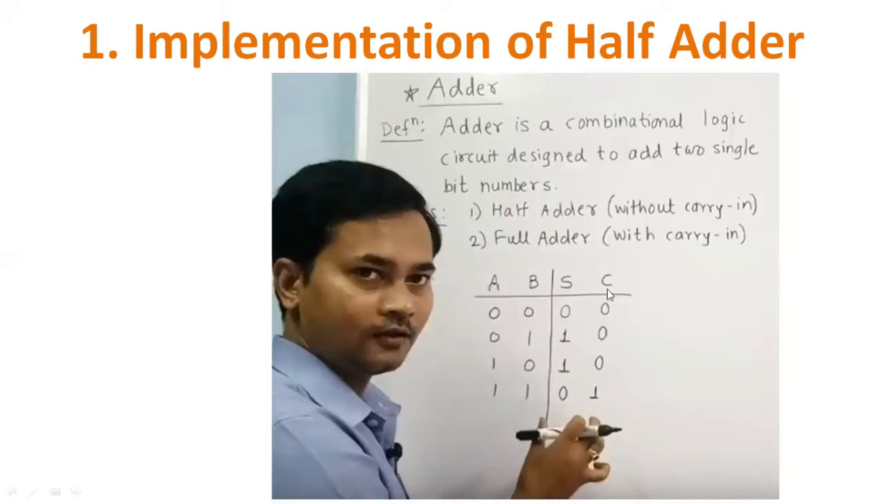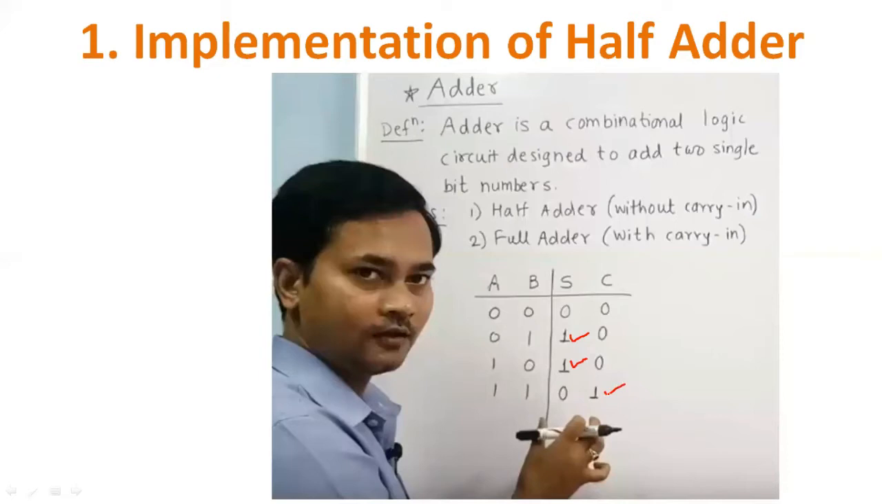in the total summation. So 0 plus 0 will be 0 and carry is also 0. Then 0 plus 1, sorry, sum will be 1 and carry will be 0. So here we have got 1. Then 1 plus 0, the sum will again be 1, but carry is not generated still. So 1 plus 1 will be 2 in decimal, and here the 2 is represented in binary as 10. So sum will be 0 and carry will be 1.